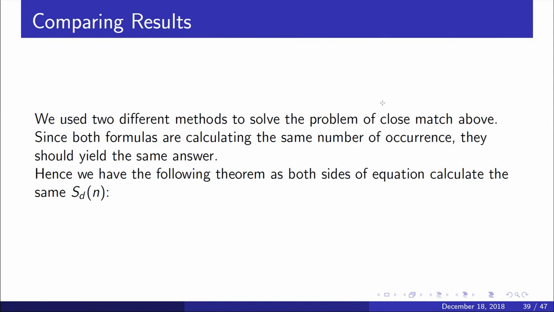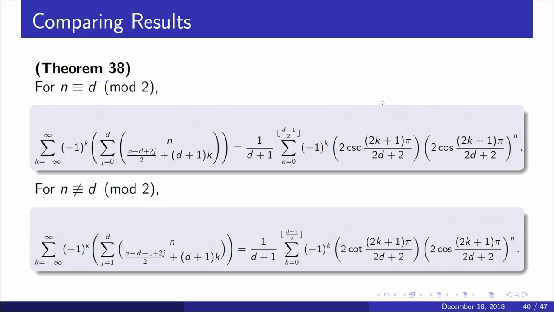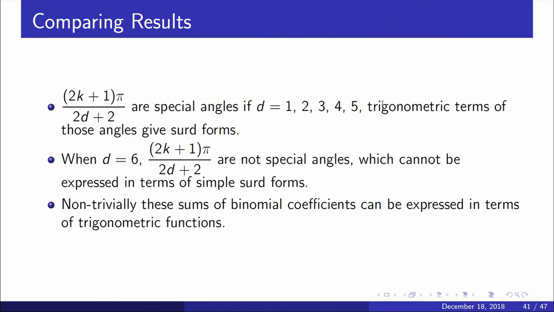Recall that we have used the combinatorial method and the matrix method to obtain the same value, which is S_{d,n}. So we can equate both sides to obtain another equation consisting of binomial coefficients and trigonometric terms. This is the result of these two formulas. We can see the left side is the binomial coefficients and the right side is the trigonometric terms. Observe that the angles of the trigonometric terms are special angles if d is equal to 1, 2, 3, 4, and 5. They can give rational numbers or even simple surd forms.